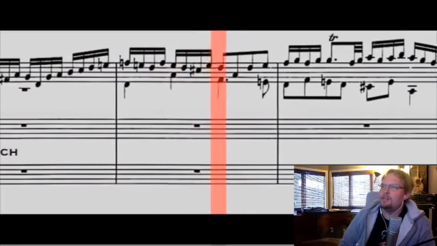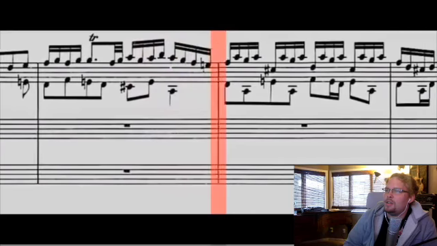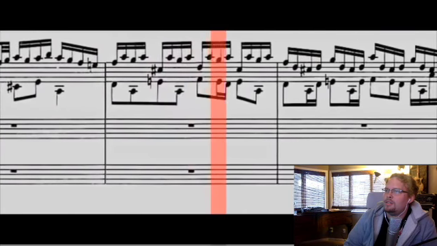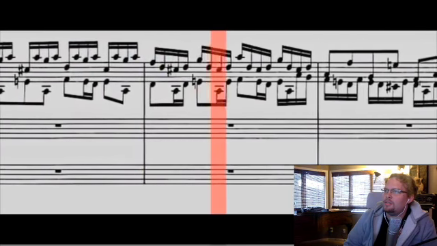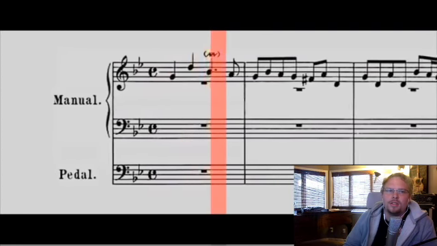Here's the second melody. But the other melody is continuing. And we'll stop it there since it's repeated.